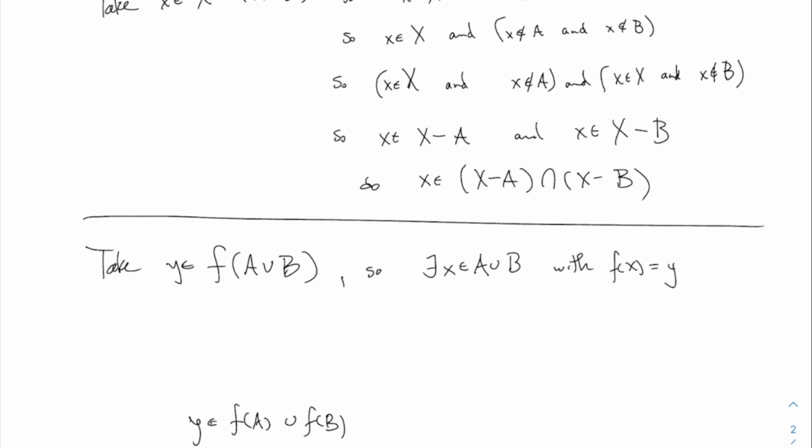So you want to break this up: x is in A, and that means either x is in A, or x is in B. All right. Remember what that means? It means when you do f to x, the answer is in A.